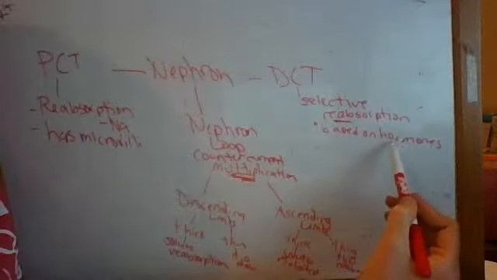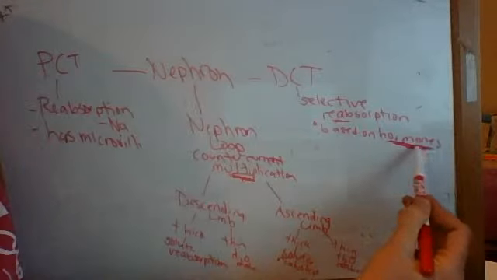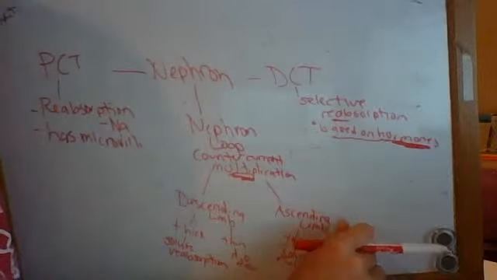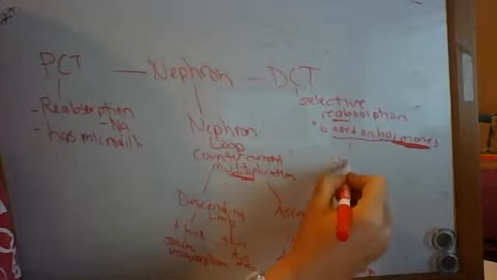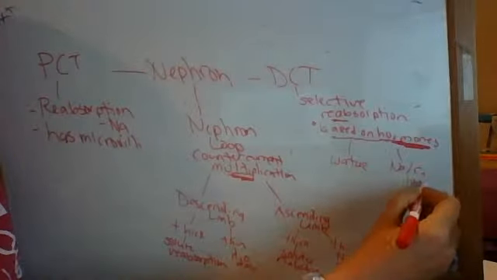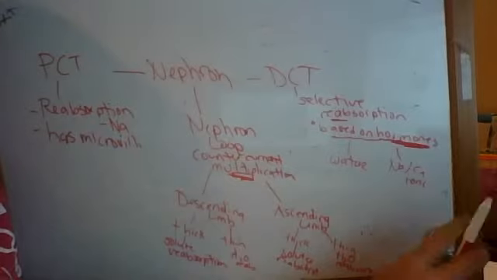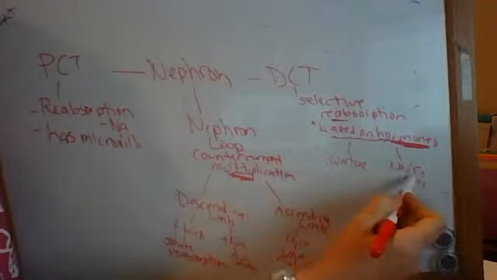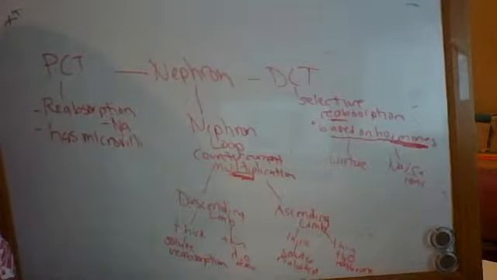Either way, as ADH and angiotensin are present or not, that's going to determine what happens here in the DCT, those hormones, again, specifically ADH and angiotensin. So this is reabsorption of water. It's also the absorption of sodium and calcium ions. Remember the effects of parathyroid hormone or calcitonin. They're going to play a role in reabsorption of calcium ions.